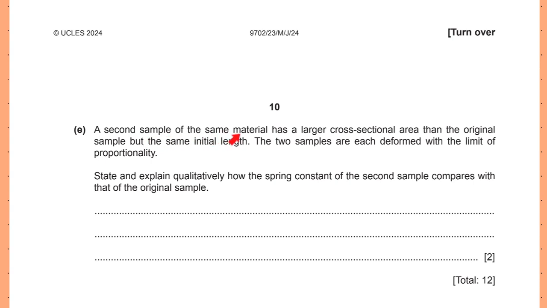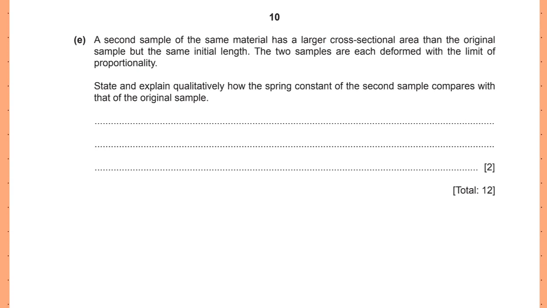A second sample of the same material has a larger cross-sectional area than the original, but the same initial length. Two samples are each deformed within the LOP. State and explain qualitatively how the spring constant of the second sample compares with that of the original sample. So it's a qualitative analysis, right? So you just have to explain why something is going to be like that. Okay, so we use this expression, E equals KL over A, where we called F over X as K.